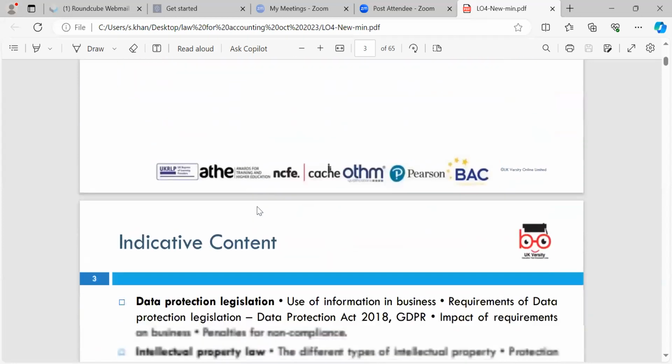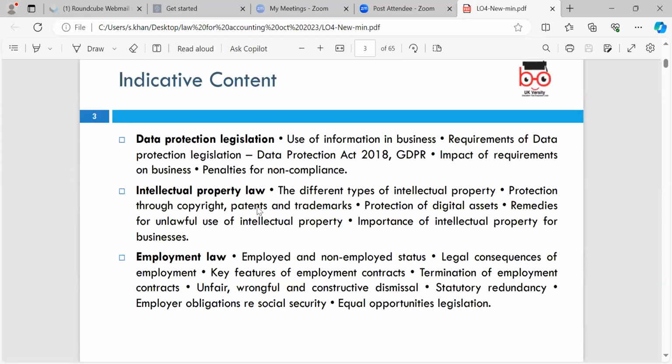What kind of laws, when we looked at the indicative content, we looked at data protection legislation. Why do you think data protection legislation is important? To protect people's rights, and for companies to know their obligations, protecting their employees' rights and personal data. Intellectual property looked at the protection through copyrights, patents, trademarks, and remedies for unlawful intellectual property.